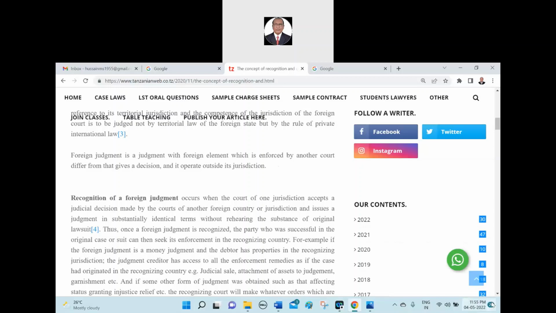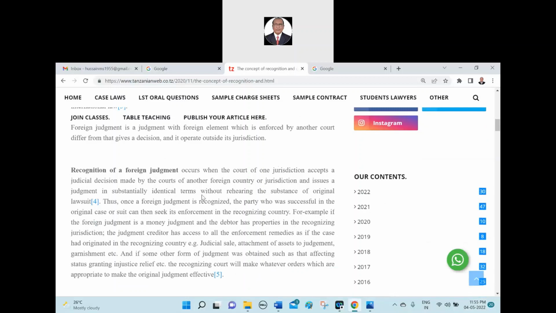Good. So now, recognition of a foreign judgment occurs when the court of one jurisdiction, say the Kenyan jurisdiction, accepts the judicial decision made by the courts of another foreign country. For Kenya, what is a foreign country? Tanzania is a foreign country. Uganda is a foreign country. That court then issues the judgment in substantially identical terms without rehearsing the substance of the original lawsuit.